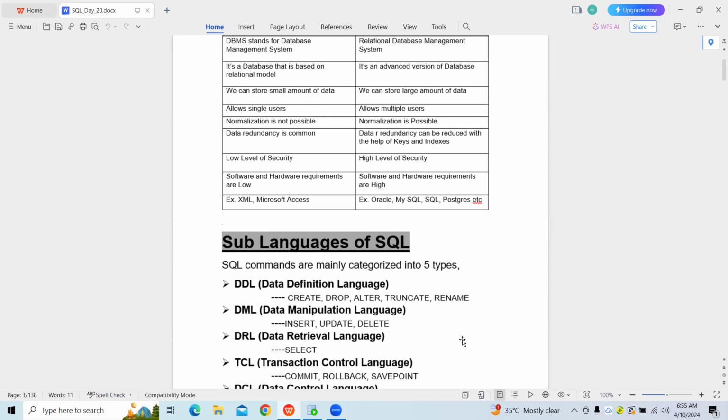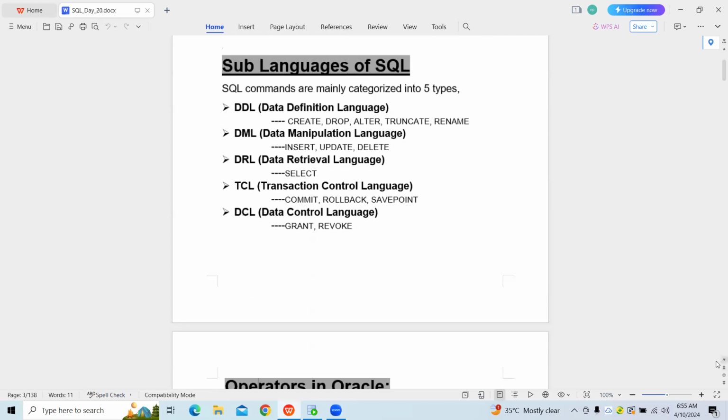Yeah, so the next sublanguage of SQL we have is TCL. TCL stands for Transaction Control Language. And the different commands that fall into the category of TCL are commit, rollback, and savepoint. And then next we have DCL. DCL stands for Data Control Language. And the different commands that fall into the category of DCL are grant and revoke. So this is about sublanguages of SQL.